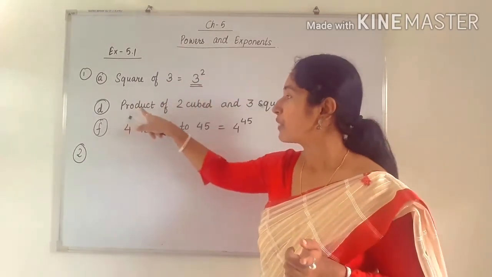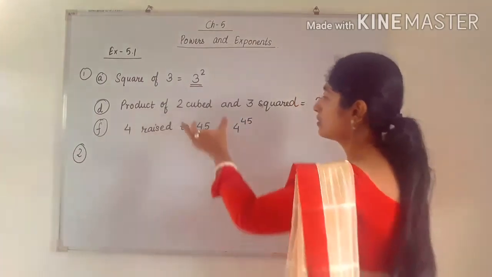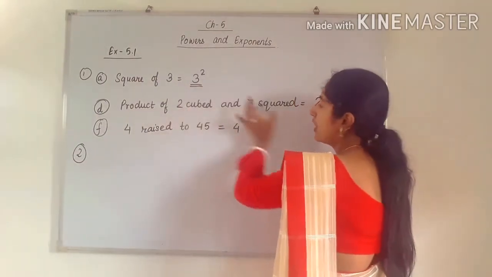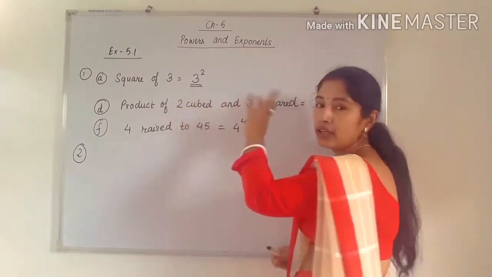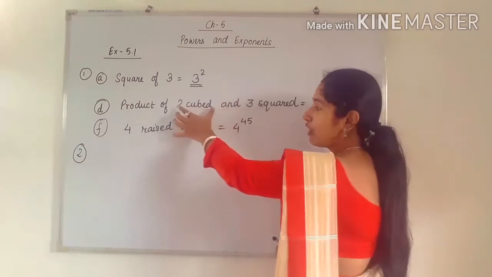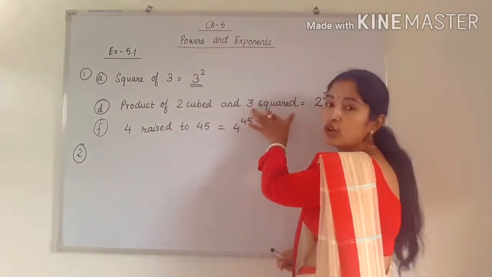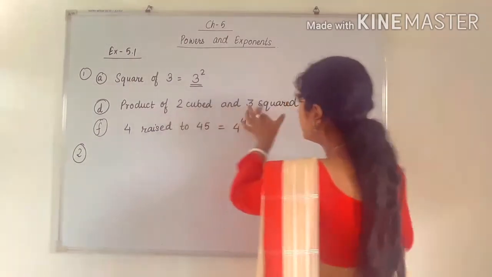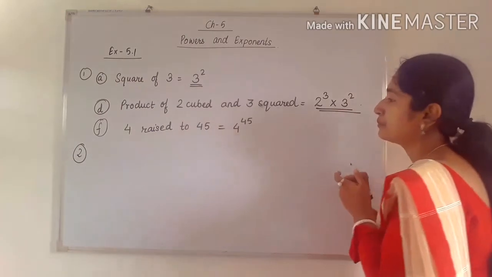Next, number D, product of 2 cubed and 3 squared, means you have to multiply 2 cubed and 3 squared. So the meaning of 2 cubed is 2 multiplied 3 times. We have to multiply 2 how many times? 3 times. Here we have to multiply 3 2 times. So 2 cube into 3 square, this is the answer.